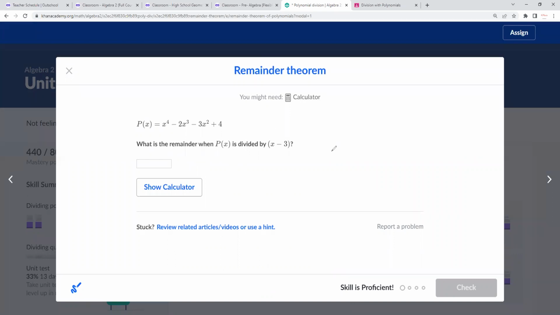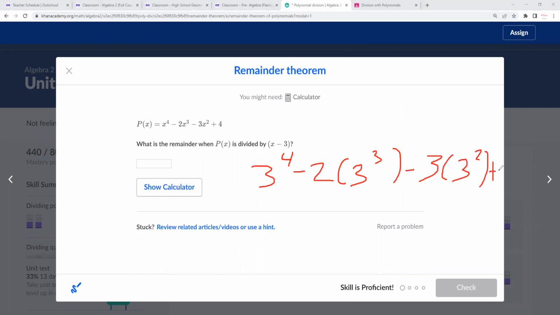Well, what would make this 0 out, right? If you set this equal to 0, you would get 3. X is 3. So that's what you are going to plug in for x. And whatever you get is your remainder. So if I plugged in a 3 for x, I would get 3 to the 4th power minus 2 times 3 to the 3rd minus 3 times 3 squared plus 4.